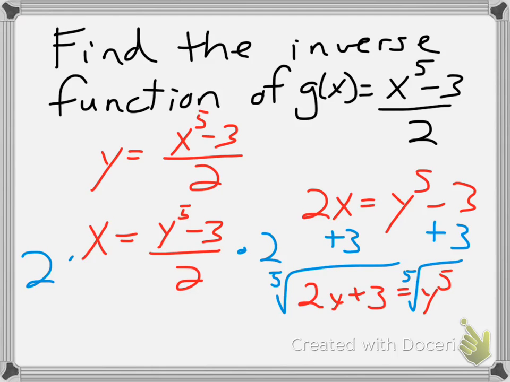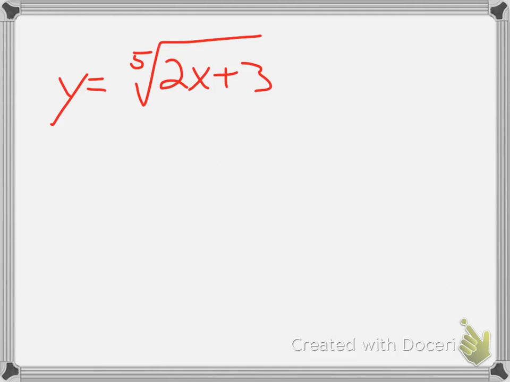2x plus 3. Now, if you had not switched your x and y up to this point, now's the time, because you would have solved for x instead of y. Now is where you would switch x and y, and you end up with the same thing.